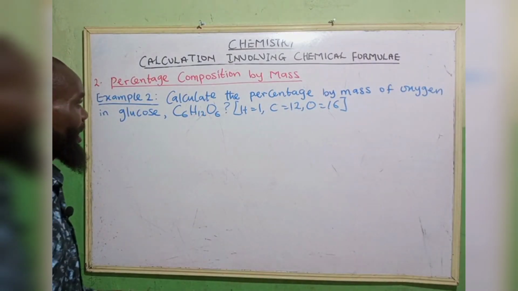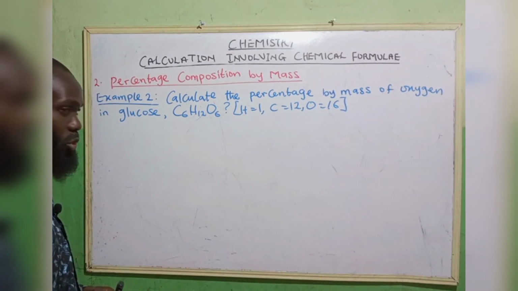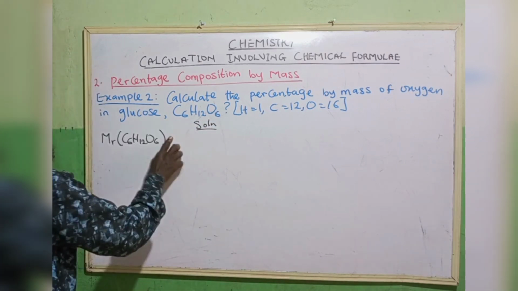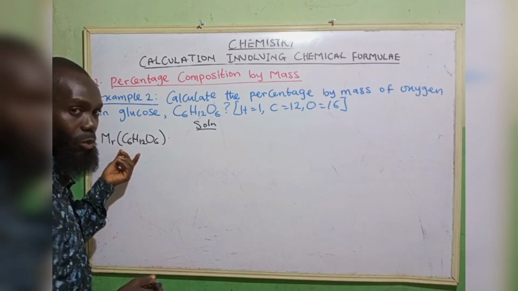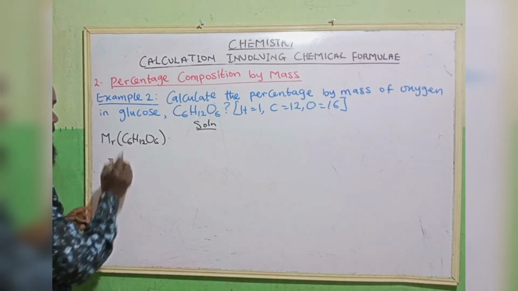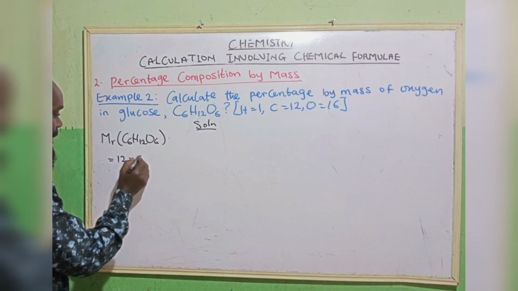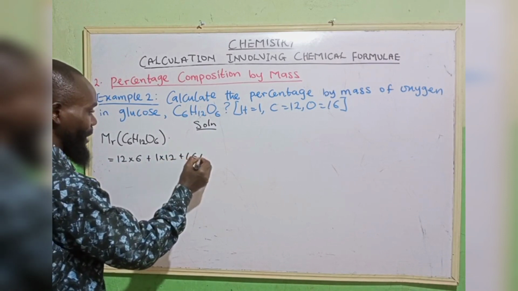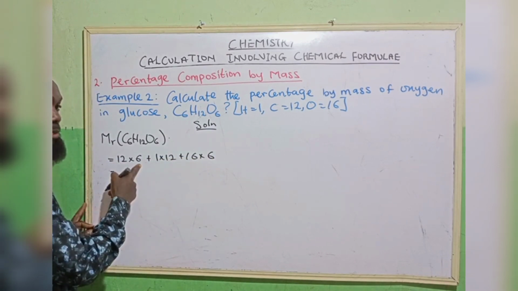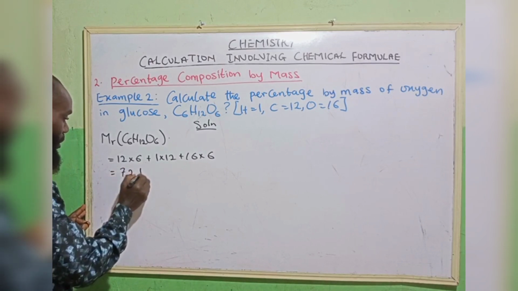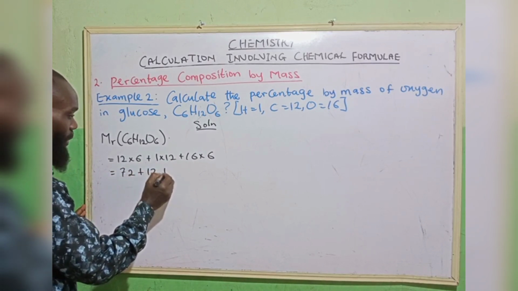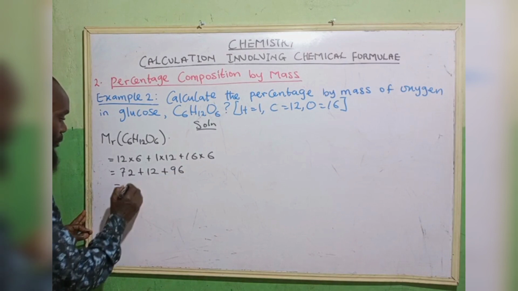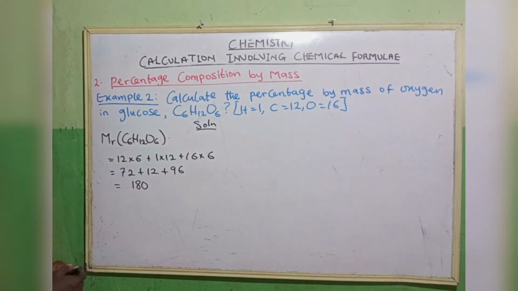Example 2. Calculate the percentage by mass of oxygen in glucose. Glucose is C6H12O6. So the first stage is to calculate the relative molecular mass of glucose. Carbon is 12 multiplied by 6, plus hydrogen is 1 multiplied by 12, plus oxygen is 16 multiplied by 6. So we have 12 times 6, we have 72, plus 1 times 12, we have 12, plus 16 times 6, we have 96. When you sum everything up, we have 180 as our relative molecular mass of glucose.